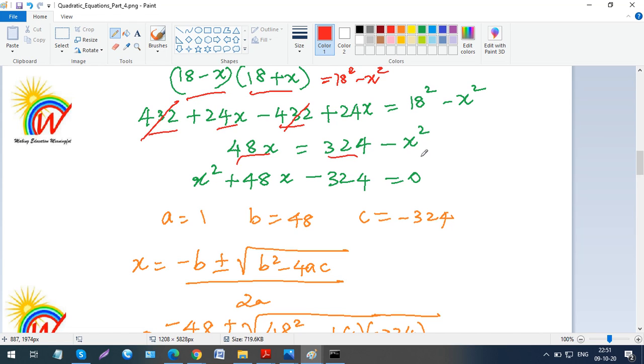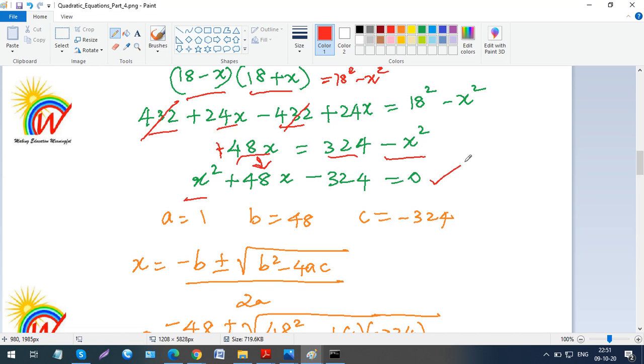So now you bring everything together. This is minus x square, I can bring it to the other side, it becomes plus x square. I don't have to write a plus sign. And then plus 48x, I'll write it as it is. Here nothing is there, so that means there is a plus over here. And minus 324 is equal to 0.